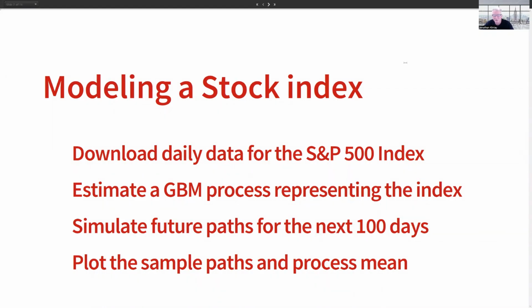Next, I want to demonstrate how to model a stock index using a GBM process. We'll begin by downloading daily data for the S&P 500 index from 2000 through to today, the end of September 2022. We'll then estimate a GBM process to represent the index and simulate future price paths for the index over the next 100 days. And then finally, we'll plot those sample paths as well as the mean of the process. Let's begin by downloading data.